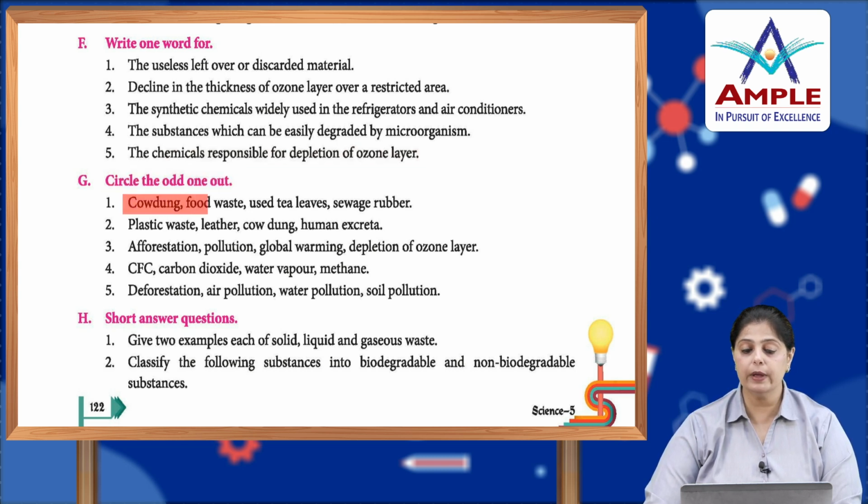Cow dung, food waste, used tea leaves, sewage, rubber. Okay. So, which is the odd one here? It is the rubber. Plastic waste, leather, cow dung, human excreta, plastic waste. Afforestation, pollution, global warming, depletion of ozone layer, which is the odd here, afforestation.